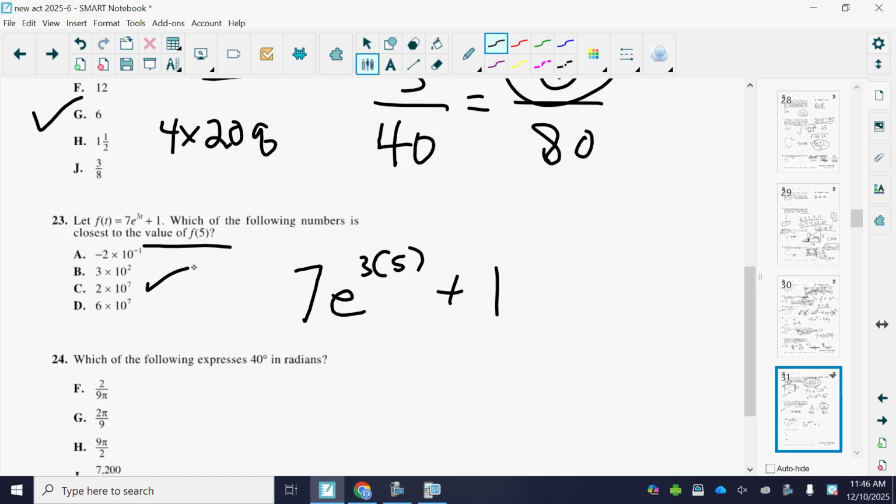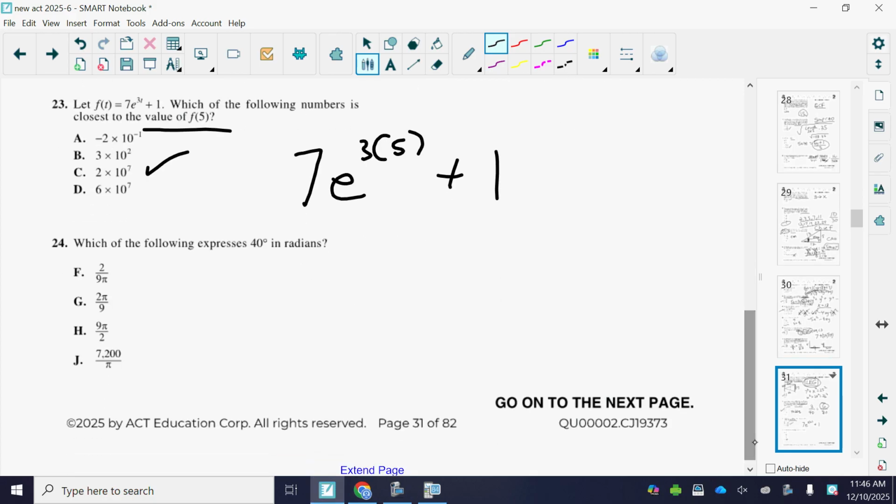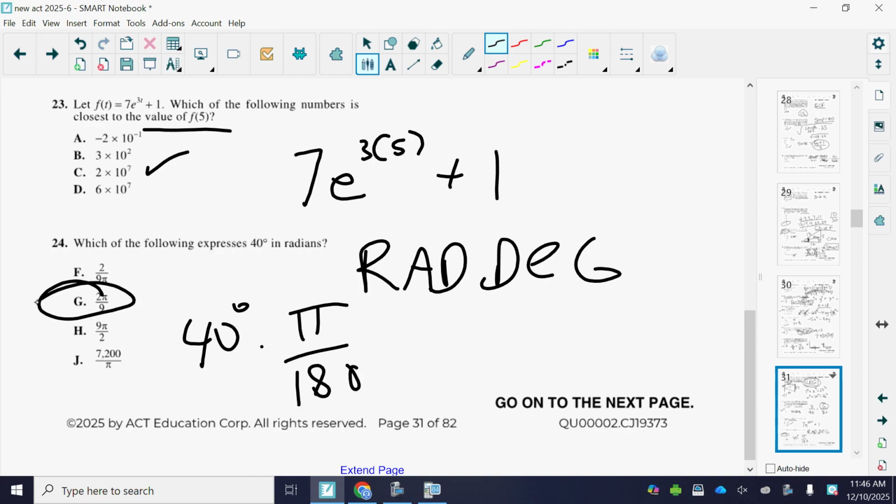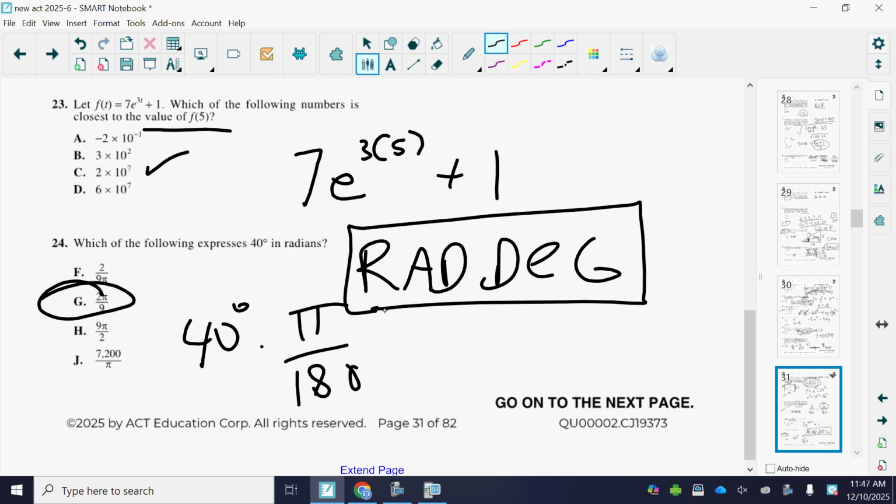Okay. There's a program for this. It's called rad degree. And all you do is multiply by pi over 180, and that's going to give you 2 pi over 9. The rad degree program will switch it for you.